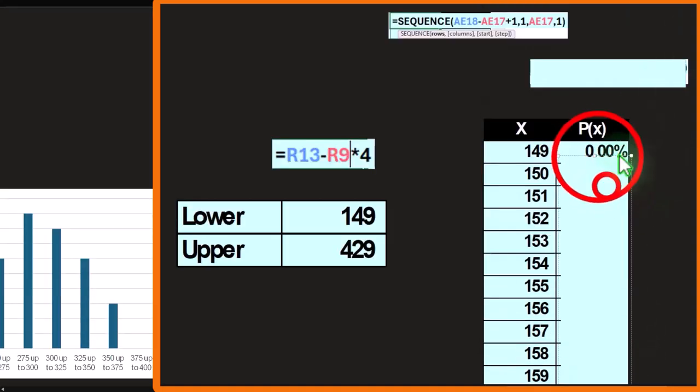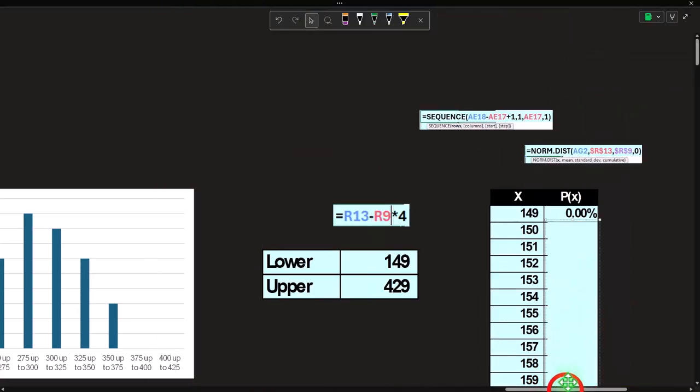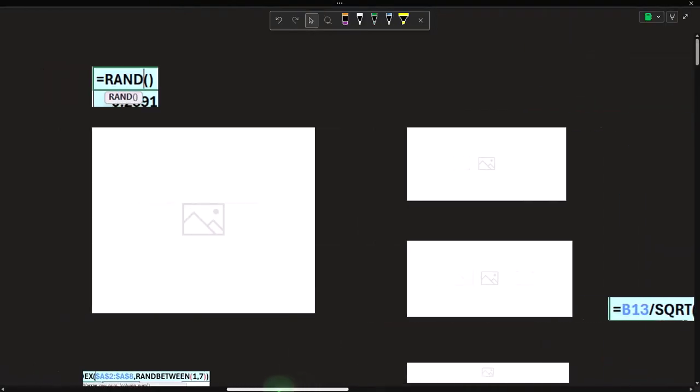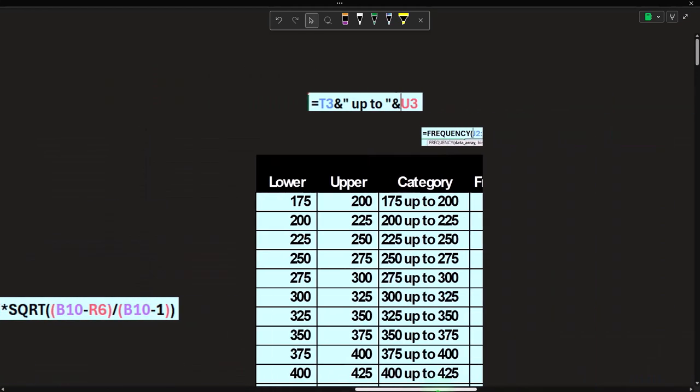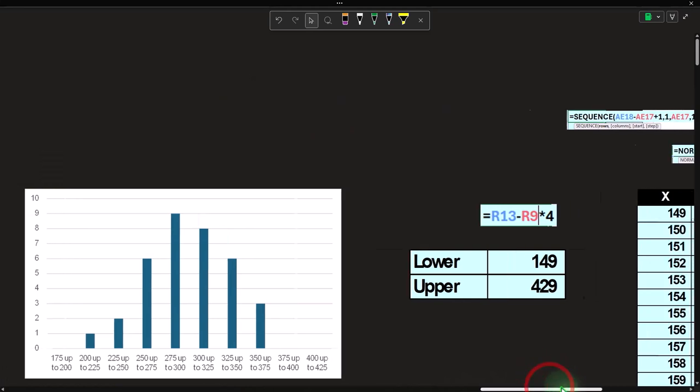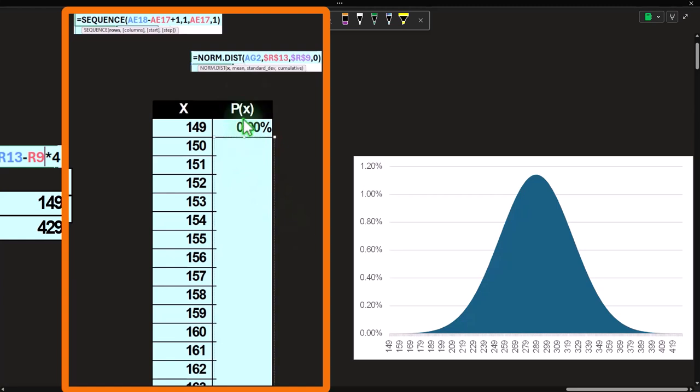And then on this one, we have the calculation, which is going to be our norm.dist, which we'll do in Excel. If you want to take a look at this, we have the X, and the X is going to be the mean that we calculated, 299.28. If we had the mean of the population, we can use that. If not, we would have to estimate it possibly with the sample.